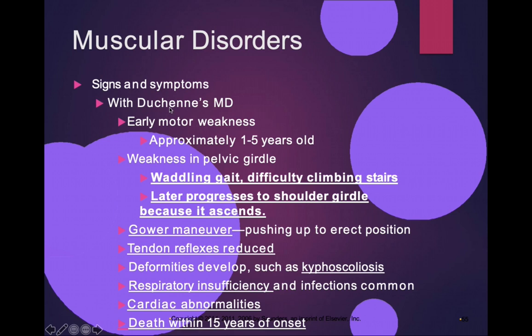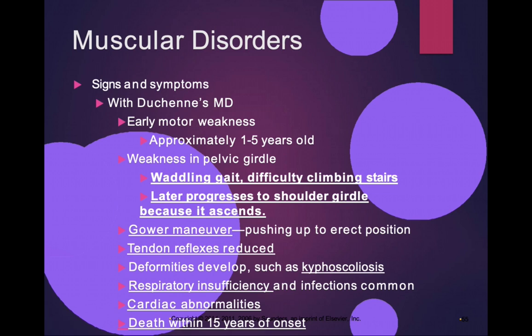The signs and symptoms of Duchenne's: it's motor weakness. It can happen between the ages of 1 to 5. I think on that last page it said 2 to 3. But it's weakness in the pelvic girdle. They have this waddling gait, almost like in the movie E.T., how E.T. waddled. Difficulty in climbing stairs, that's classical. And then later it starts to progress to the shoulder girdle because it ascends. It starts to move up superiorly, from inferior to superior.